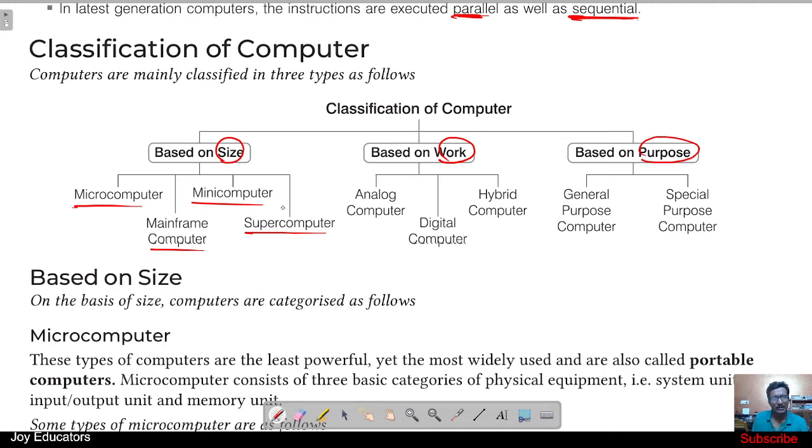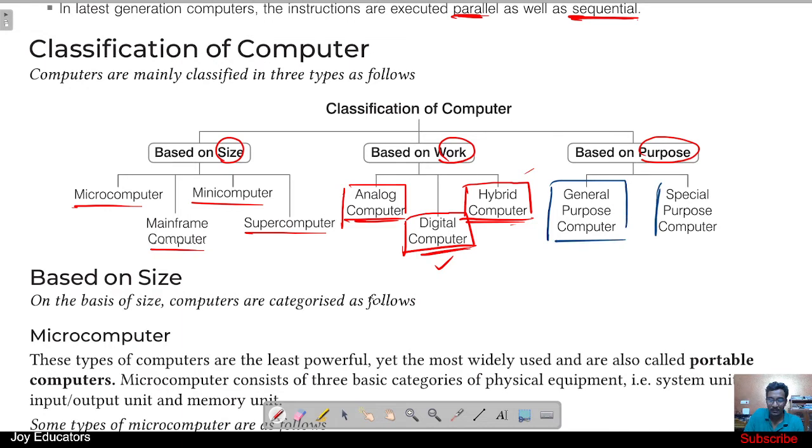Okay, so coming to the basis of work, one is analog work. Analog means the processing that we do normally, right? Analog is something which we just type out, but digital computers are something which we use digitally, and there are hybrid computers. Most of the time we use digital computers, and if it is an advanced level we use hybrid computers. And then purpose, whether it is for general purpose or special purpose.